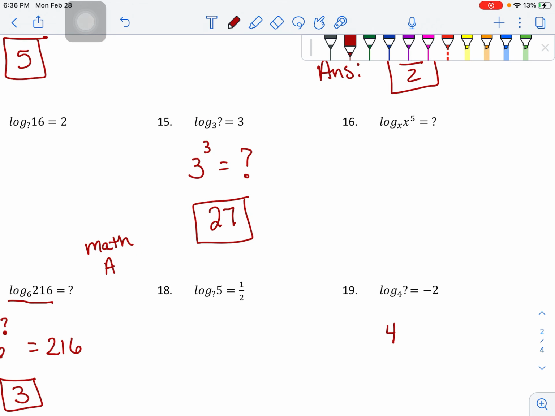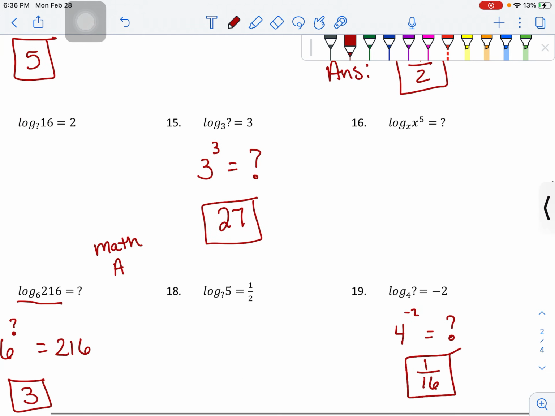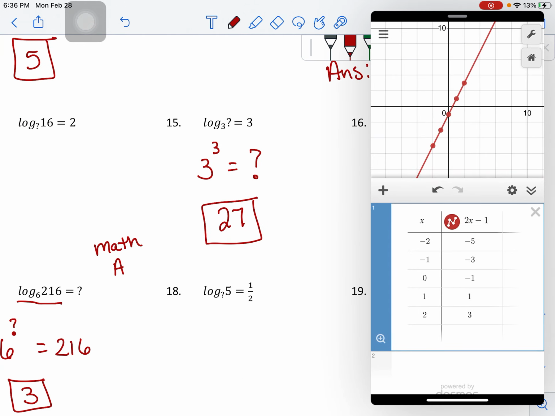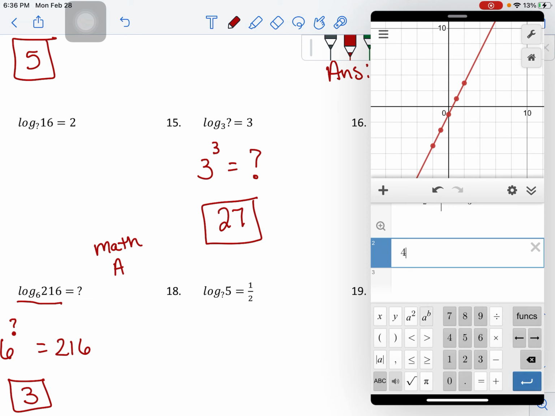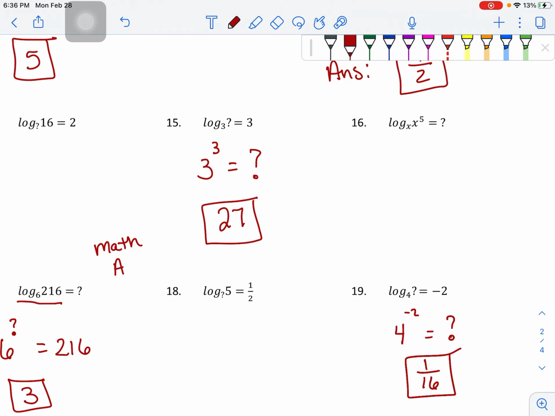And number 19, 4 to the negative 2 equals question mark. When you put it in the calculator, the actual answer is 1/16, but there is a decimal version of it. Let me find that for you. 4 to the negative 2, 0.0625. Either one is fine.